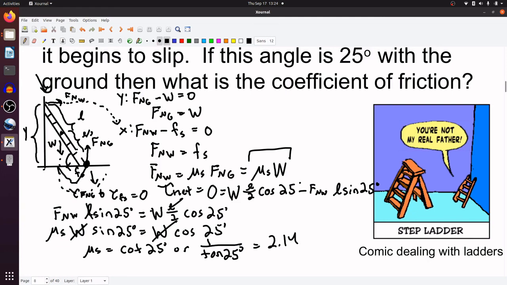2.14 is quite high, but that angle is also pretty extreme. 25 degrees would be a ladder, actually, that would look like this. So it would have to be an ungodly high number, which is 2.14. Probably should have chosen a different angle, but that's what I got.